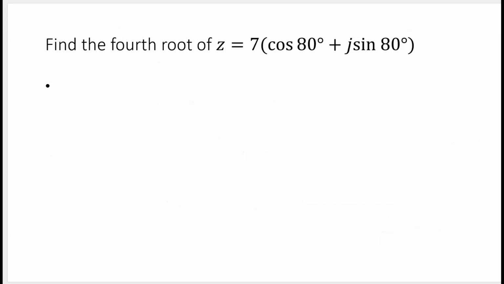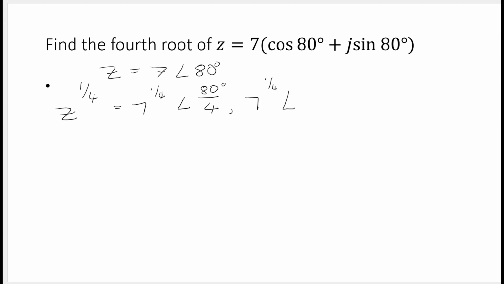Next one, we're going to find the fourth root. Same deal, convert it straight away to polar and then off we go. Z to the power of a quarter equals 7 to the power of a quarter, angle 80 over 4. Now this time we're going to add 90. It's in degrees, so 360 divided by 4 is 90.